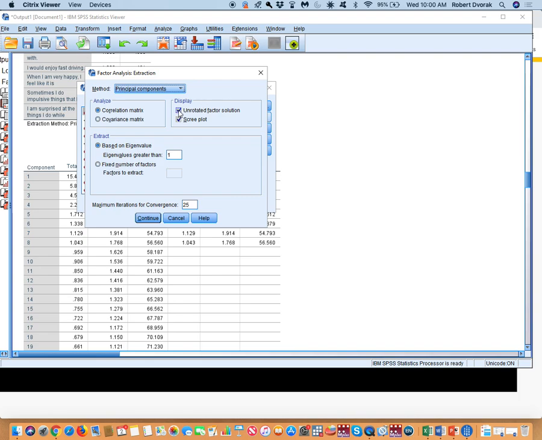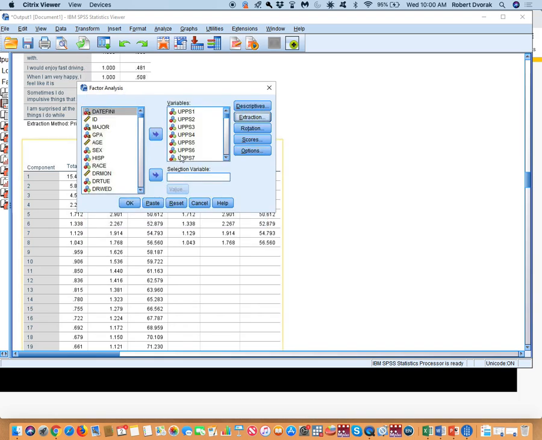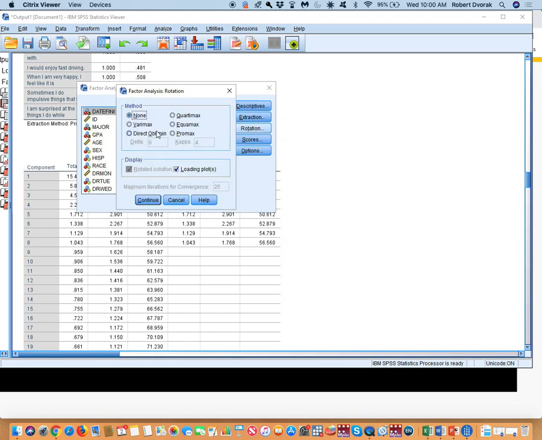Oh, actually, you know what? Yeah, we're going to leave unrotated. We're going to leave scree plot. We're going to leave it as principal components for right now. Rotation, though, we want to change. So we're going to select Varimax. It's going to give us a rotated solution and our loading plots for the rotated solution. We don't need to worry about maximum iterations for convergence. It should converge well before 25.